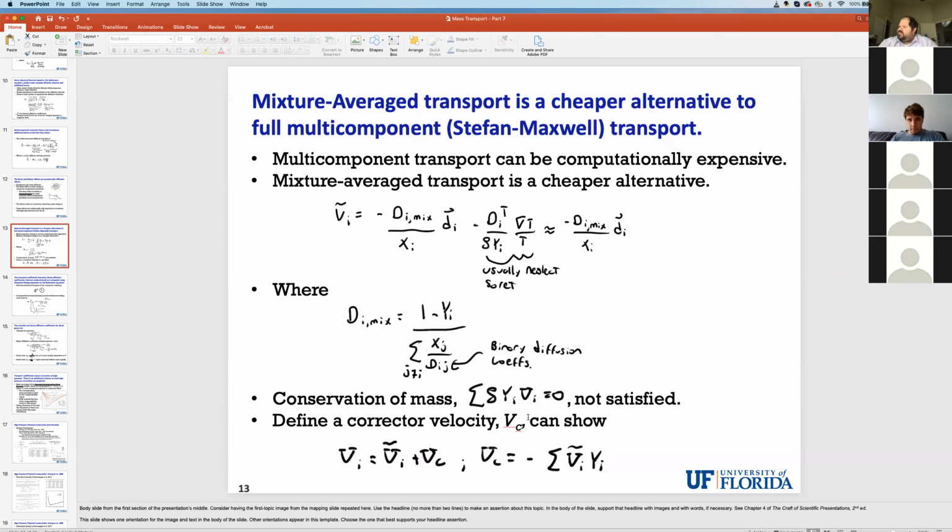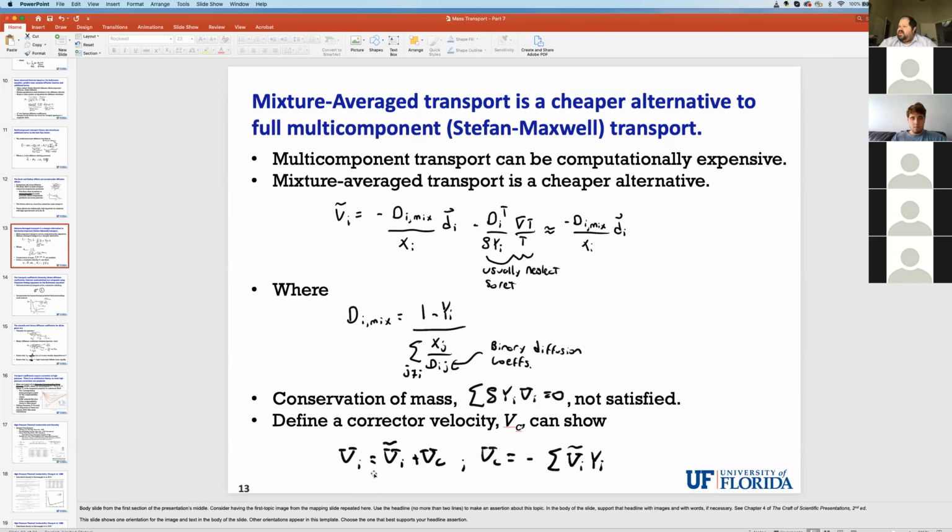Okay, and so what we do is we define a corrector velocity such that the final diffusion velocity that you use to compute the mass transfer is this mixture average diffusion velocity plus a corrector velocity that is constant for all of the species. And you can show by enforcing this property that this corrector velocity is minus the sum of the mixture averaged predicted diffusion velocities times a mass fraction. And you basically tack this on to all of the mixture average diffusion velocities.